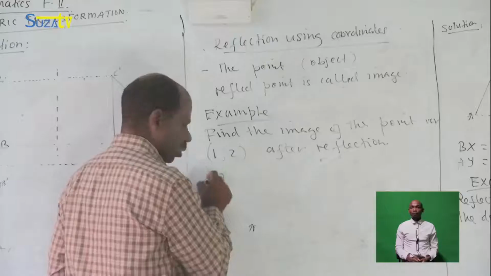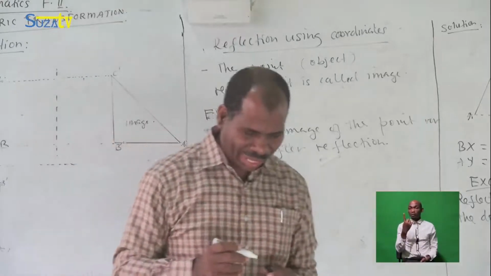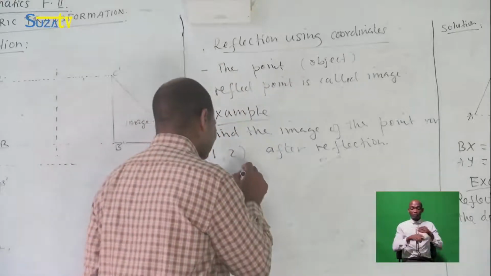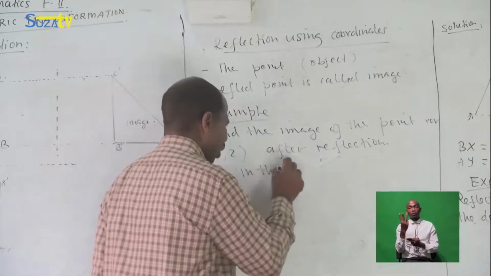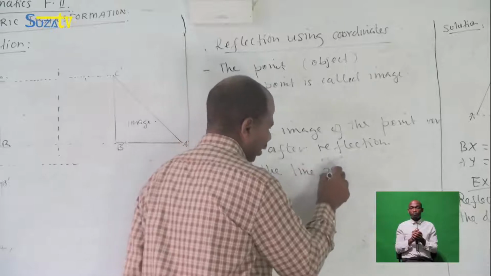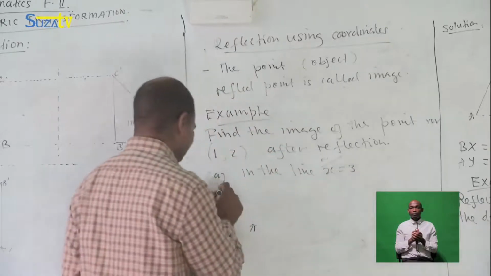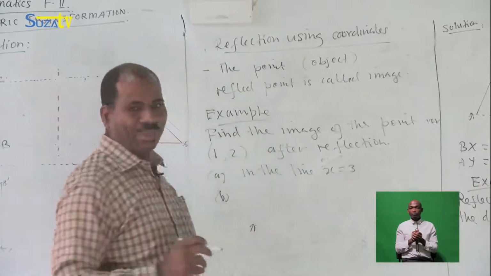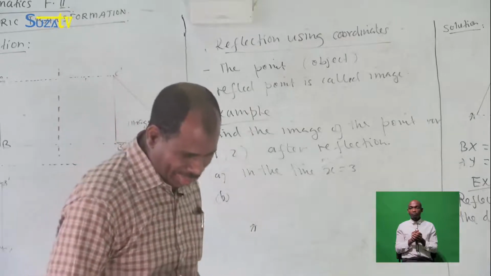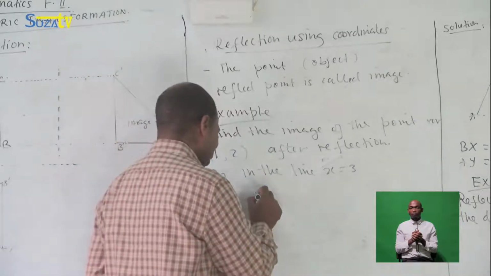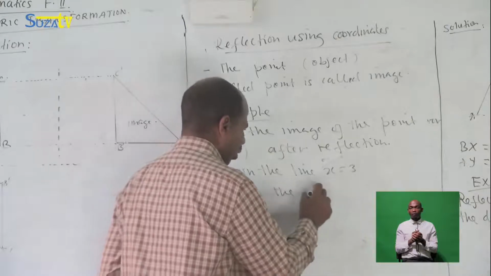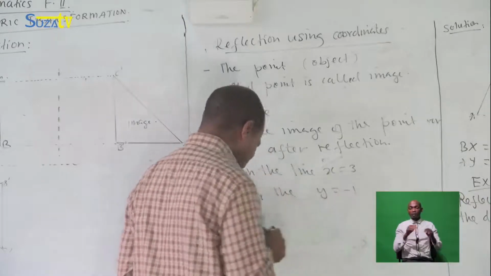Number 1, in the line x equal to 3. Number 2, or number B, in the line y equal to -1.